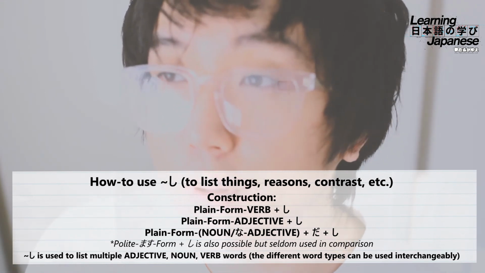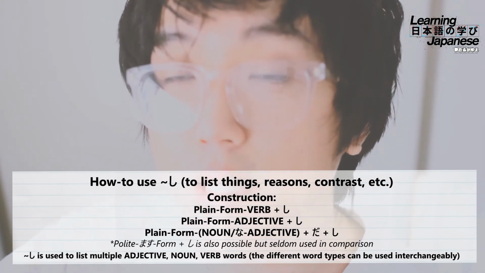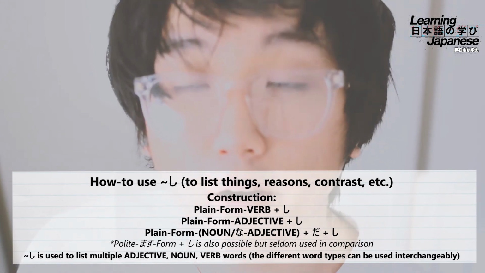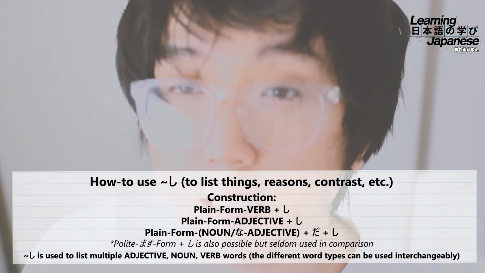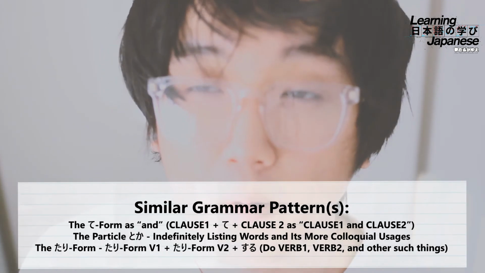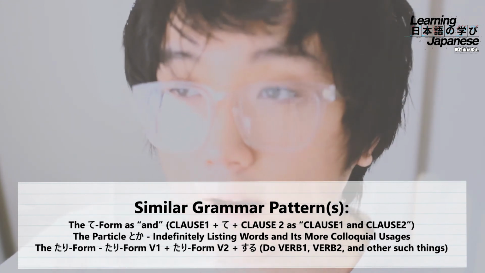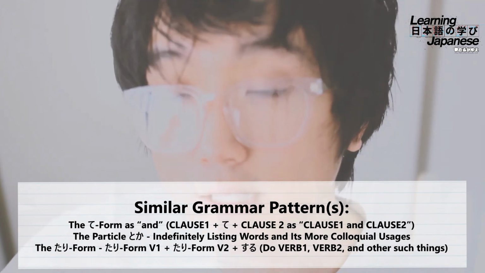Okay, so that is going to wrap up the coverage of the grammar pattern that is the shi grammar pattern, plugging it after one or multiple plain form words. They can be pretty much any of the three types of words, the adjective or the noun or the verbs, to list things, to contrast, or to provide reasons. Three nuances that can differ varyingly. This grammar pattern is pretty similar to some other ones, such as the particle toka and the connective te form, but hopefully you've gotten used to how it can differ with its different nuances.